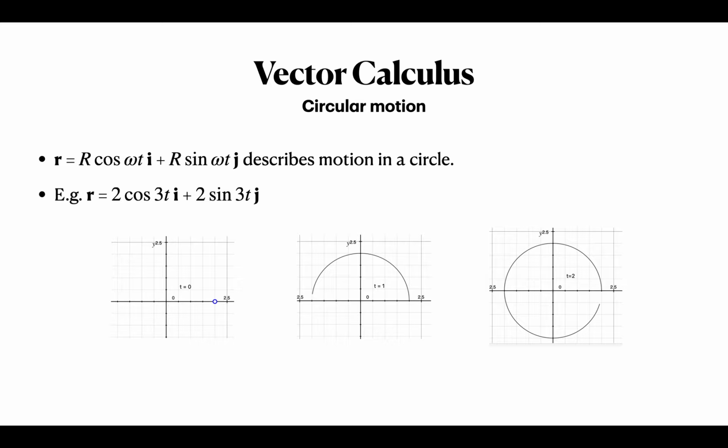If I put t equal to 1 into that formula, you get 2 cos 3 along i plus 2 sine 3 along j, and that gives you a point that's pretty close to the negative x-axis, stopping just before the axis. And then if I put in t equal to 2, it's getting close back to where it started from.